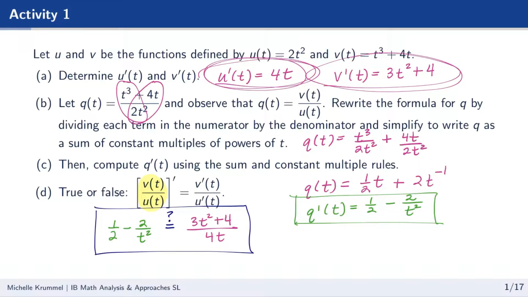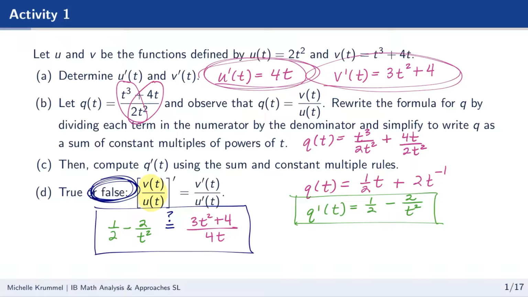There's lots of other t values we could have tried. And it's worth noting here that if I had chosen a t value and it worked, that doesn't prove that the statement is true. That would only prove that it's true for that one specific t value, right? It's not sufficient to prove something is true using one example, but it is sufficient to prove something is false using one example. All you need is one example that shows that it's false, and then you know in general it's false. So this is a false statement.